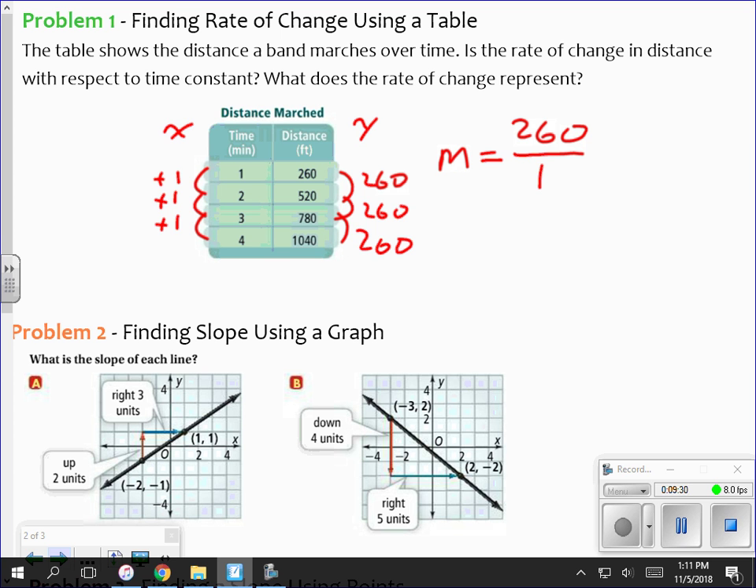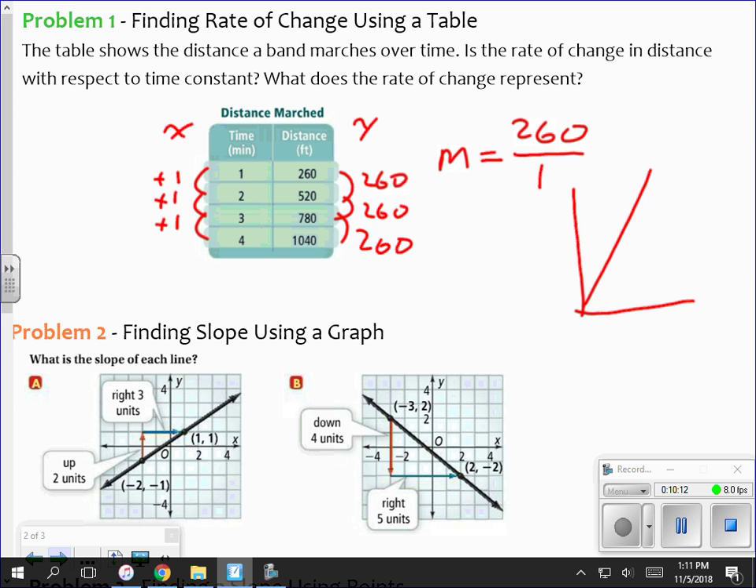Yes? Can it be 1 on top and 260 on the bottom? No. It would be negative if it was going down. If these numbers were flipped on this side, it would be going down 260, then it would be a negative slope. This has a positive slope, goes up. If I were to graph this, it would look something like that: positive slope going up left to right. A negative slope would be going down as I go from left to right. So that's the difference between the two.